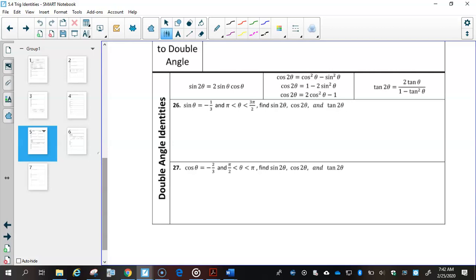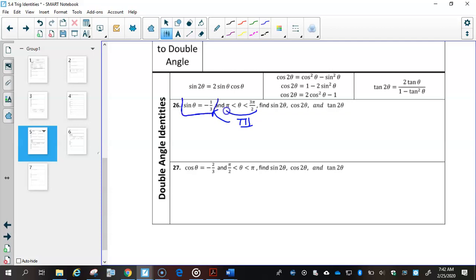So in order to do this, we have to look at a couple different things. Where would this be? In the third quadrant, which makes sense as to why sine is negative. When we find cosine, it will also be negative, but then tangent will be positive. So knowing that information helps you determine the sign of those values.